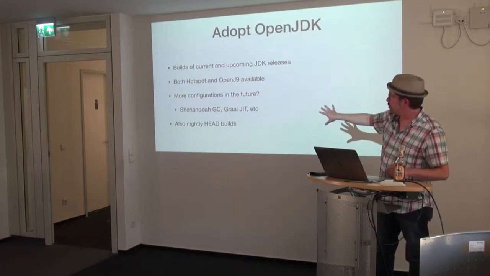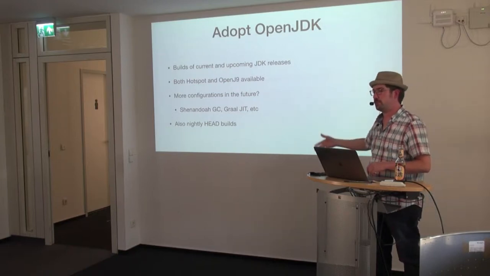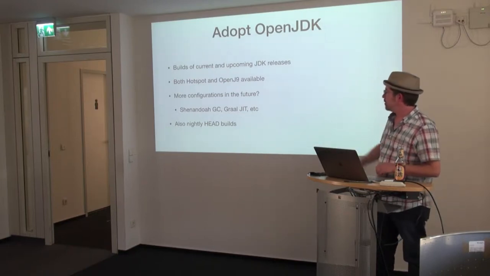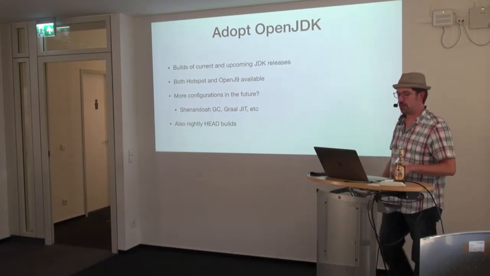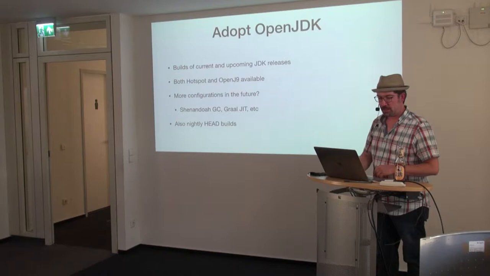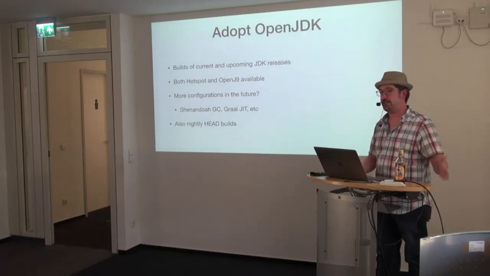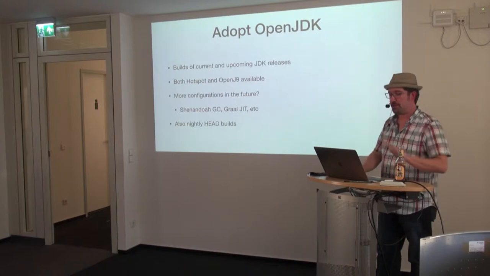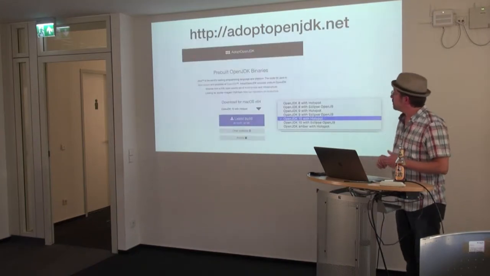And I've been trying to get some more configurations. There's, for example, the Shenandoah GC, which is sort of like Red Hat's G1. There is the Graal JIT. I'd like to be able to do a build that just uses the new Graal JIT, the pure Java one. And they do have head builds of most of these as well, so you can track day-to-day development of all the different OpenJDK projects. And it's about as simple as it could possibly be.